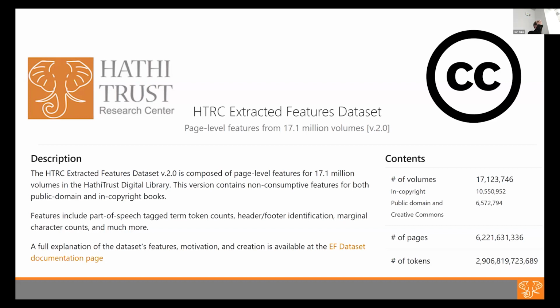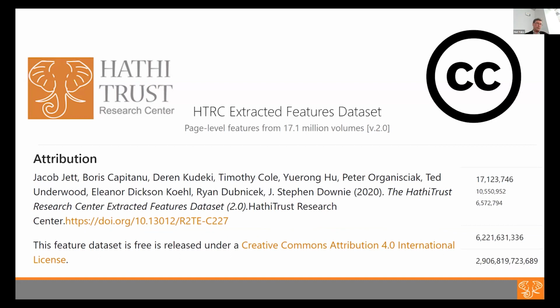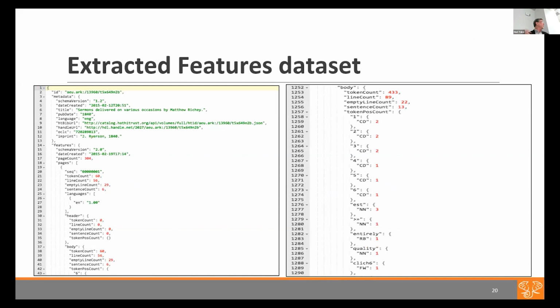It's about 0.5 terabyte compressed, and it's about 15 terabytes uncompressed. It's a big data set. And there are the DOI attributions and so on. You can just go to the HathiTrust site or the HathiTrust Research Center site and download it as you need. There's an example, so you can see it, probably a bit small. You can see the JSON encoding, and over on the right-hand side, you can see each individual word and its count and other information about the page.